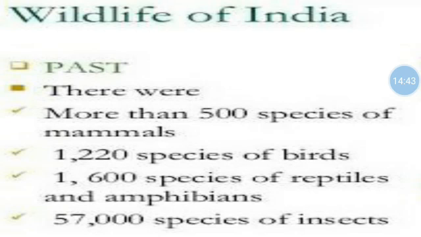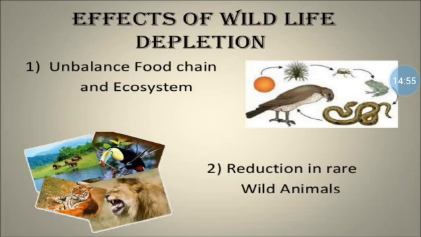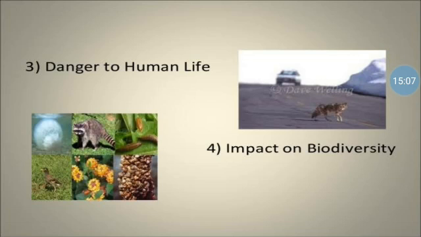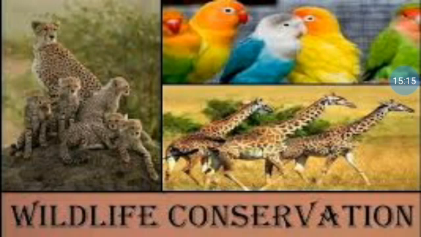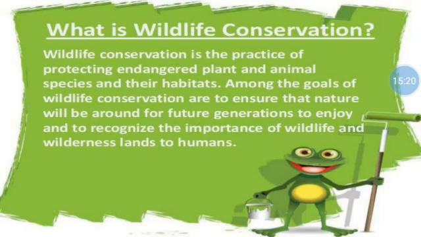But now, due to indiscriminate killings, several birds and animals have either become extinct or are on the verge of extinction. The reduction in birds and animals leads to an unbalanced food chain and ecosystem, reduction in rare wild animals, danger to human life, and impact on biodiversity. Hence, it is necessary to conserve our wildlife. What is wildlife conservation? Wildlife conservation is the practice of protecting endangered plant and animal species and their habitats. If we follow wildlife conservation, future generations can enjoy seeing wildlife.